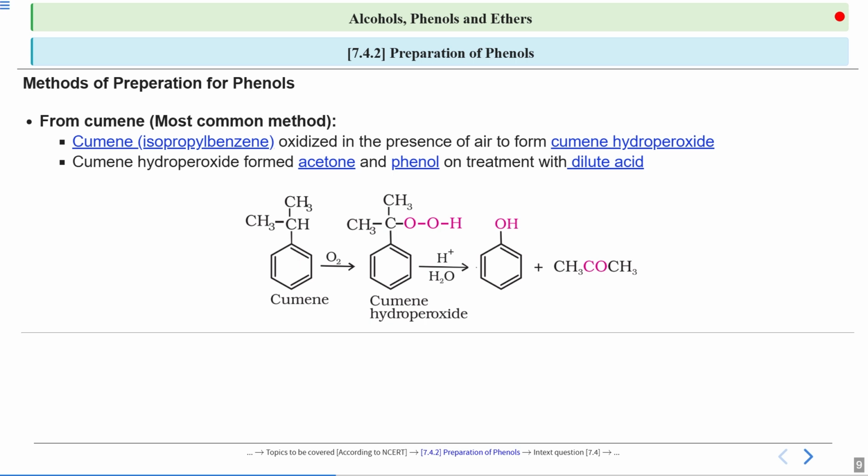Here, cumene, which is called isopropyl benzene, is oxidized in the presence of air and a peroxide linkage will be formed. This linkage is unstable. So when you treat it with acid, it breaks and you get your phenol and acetone. So I hope all these methods of preparation of phenols are clear.